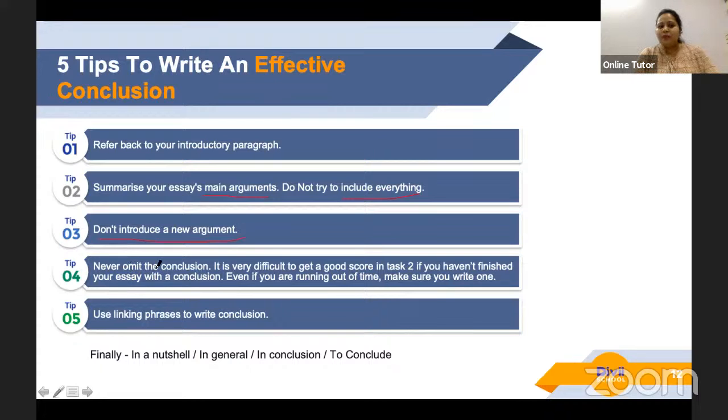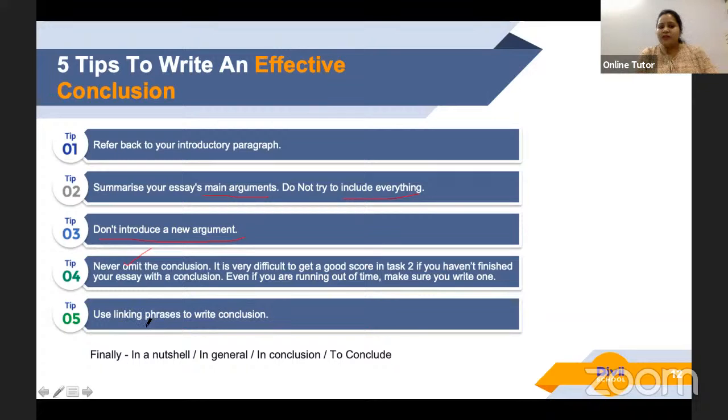It is very important to write a conclusion, so do not omit the conclusion in any case. Even if you're running short of time, please make it a point to write a short, quick conclusion. You cannot expect good bands if you're not writing a conclusion in your essay.